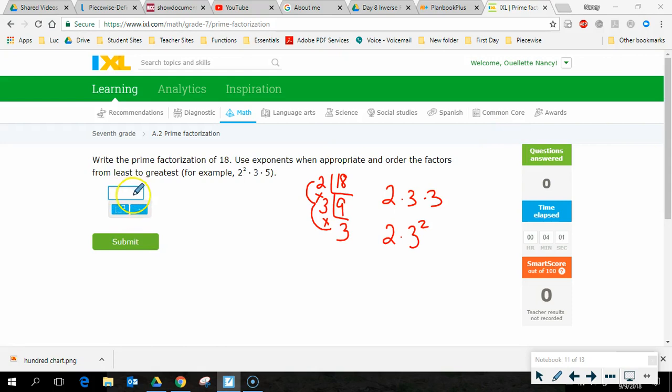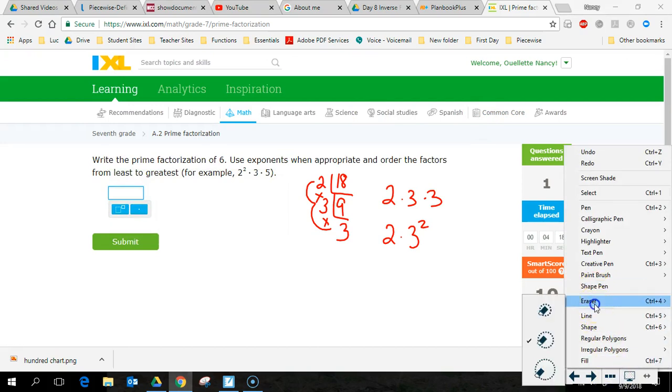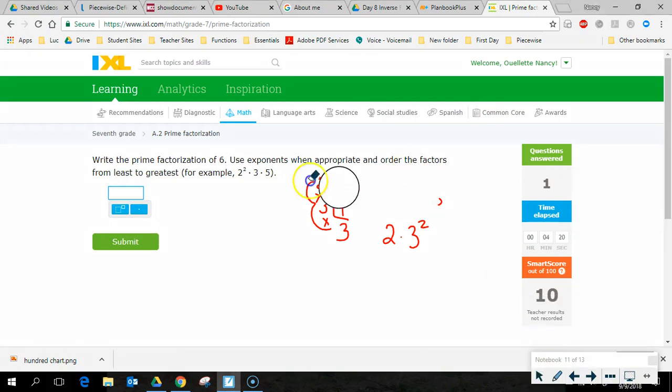Let me get back to the pointer. So 2 times 3, and then our exponent of 2. And that was correct. Let's erase our writing here. Okay, next one is 6. 6 is just too easy for me to even use anything besides just saying, okay, I know that 6 is 2 times 3. So let's just enter 2 times 3, and we'll see if we can get a more difficult one here.